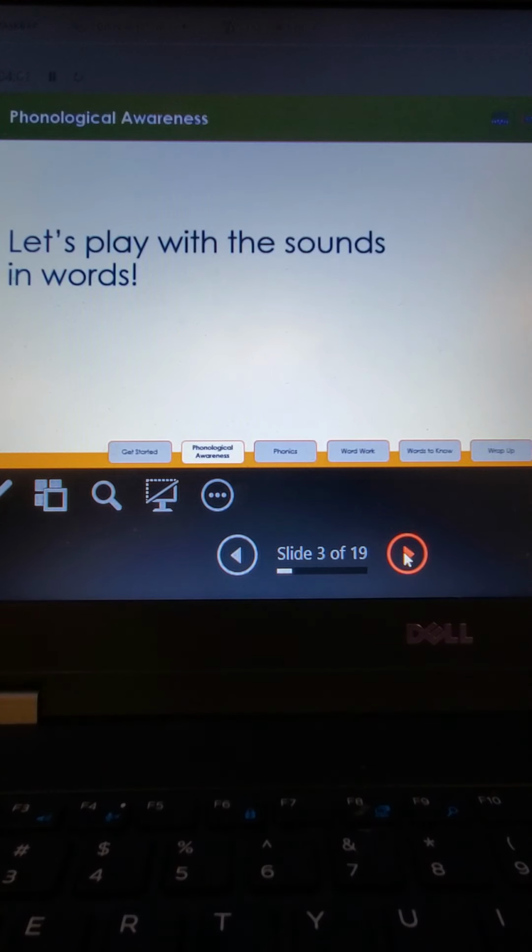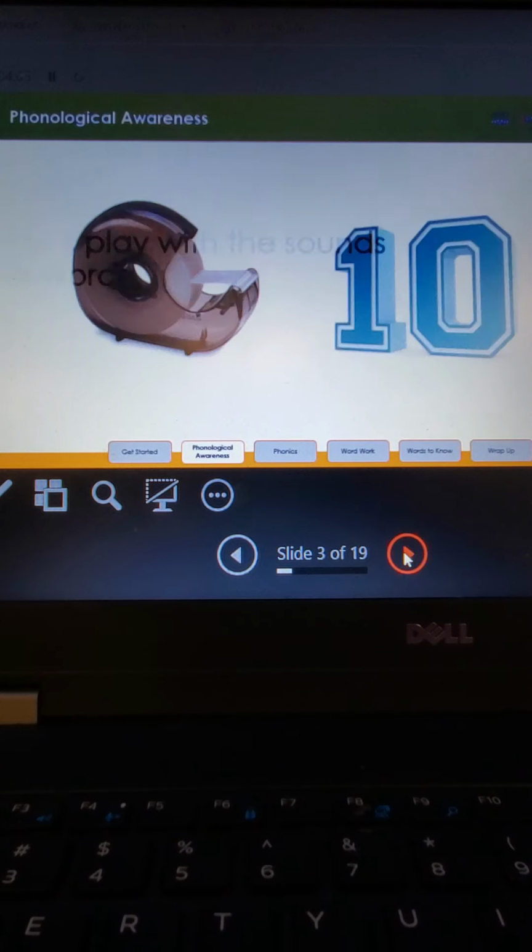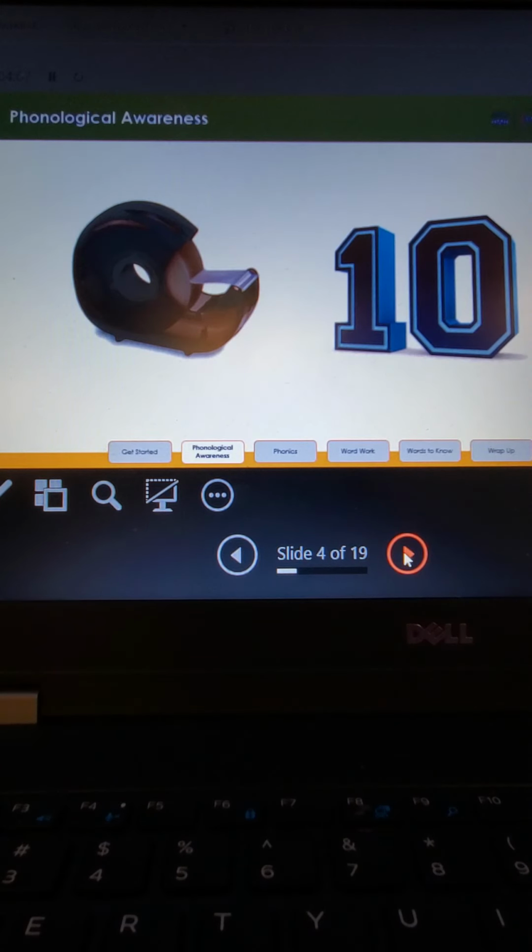Now, let's play with the sounds in words. We are going to practice blending the sounds in words. I will say the sounds in a word, and you will blend the sounds to say the word. Look at the pictures. Now listen and try to figure out the word. T-ape. When I put the sounds together, I get the word tape. Which picture shows tape?